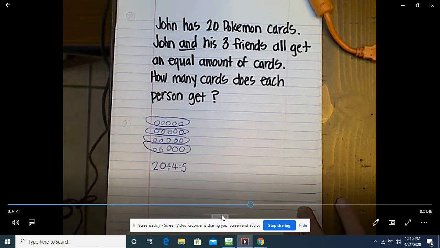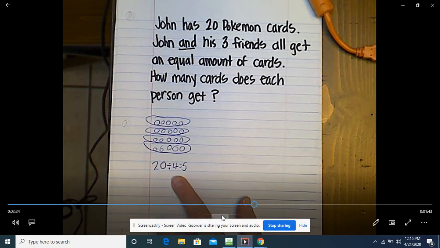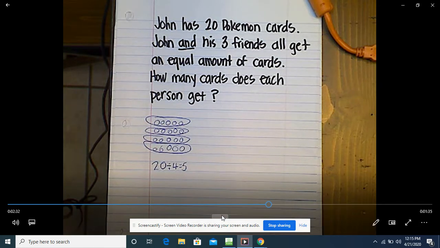The 20 represents the total amount of Pokemon cards. Okay, and how about the 4? The 4 represents all of his friends. And then this 5 represents what? How many Pokemon cards each friend gets. Can you label that cards each friend gets?